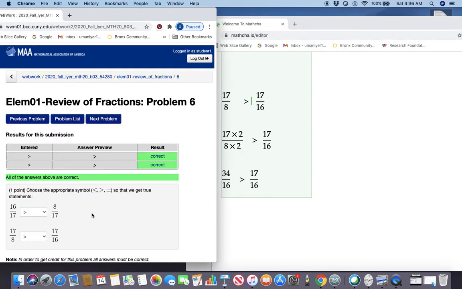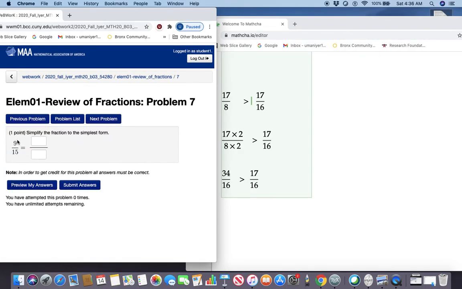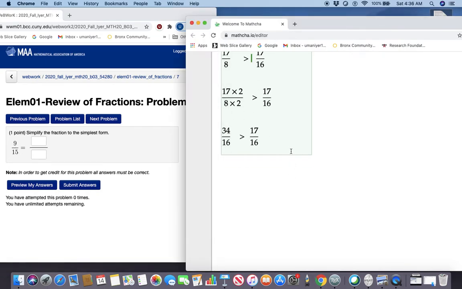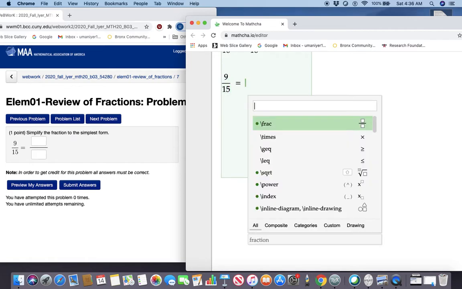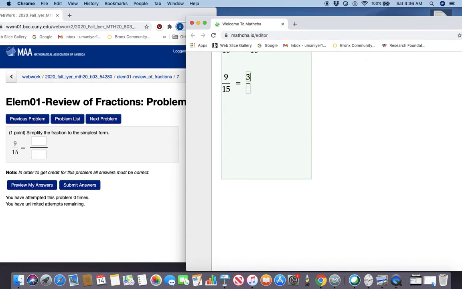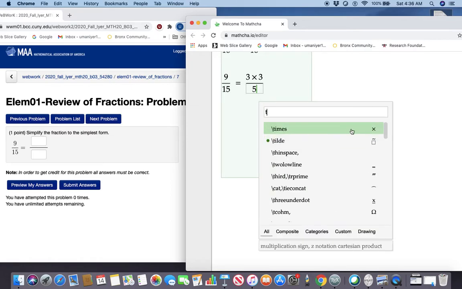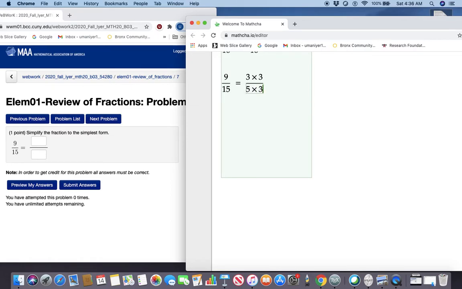Okay. Next. Reduce the fraction. They are asking us to reduce the fraction. So let's try 9 over 15. I will rewrite 9 as 3 times 3, and 15 as 5 times 3. Once I do that, you notice 3 is a common factor. I can cancel it. I have 3 over 5.